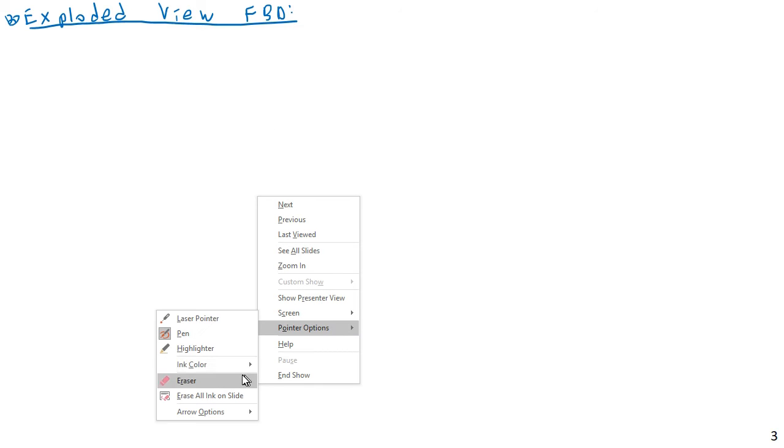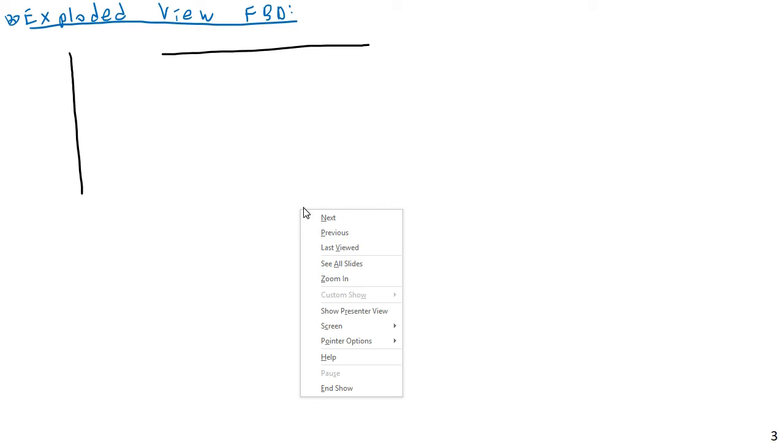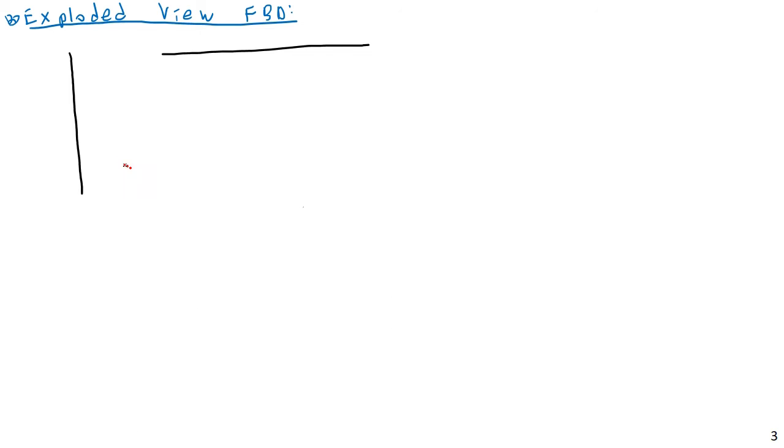So this is step 2, exploded view free body diagram. If I have one member here, my column here, and my beam here, let's consider the forces.